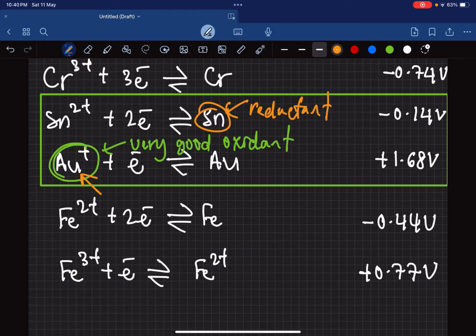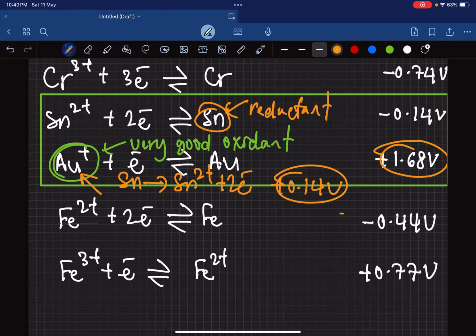So when you write an equation, it's going to be aurum, you just leave it as it is. Do not disturb this. The top equation, you reverse it. That means you write it in this manner. And then this value also will be reversed. So you take this number and you add it with this number. This will give you the voltage that is produced by the cell.